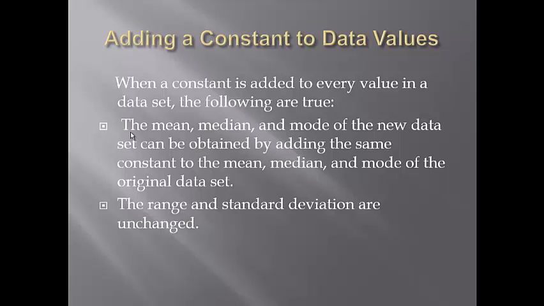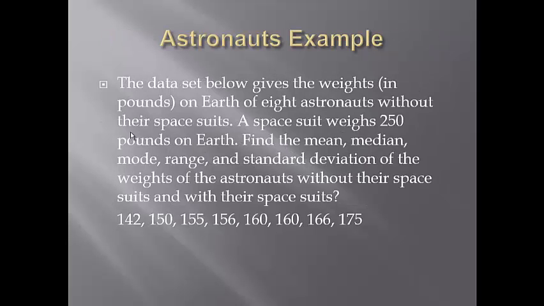So when a constant is added to every value in a data set, the following are true. The mean, median, and mode of the new data set can be obtained by adding the same constant to the mean, median, and mode of the original data set. The range and the standard deviation are unchanged. So the range and standard deviation, which are the measures of dispersion, will be unchanged.